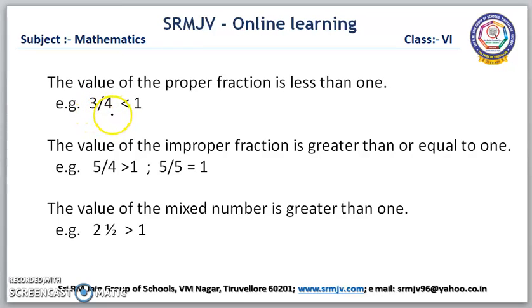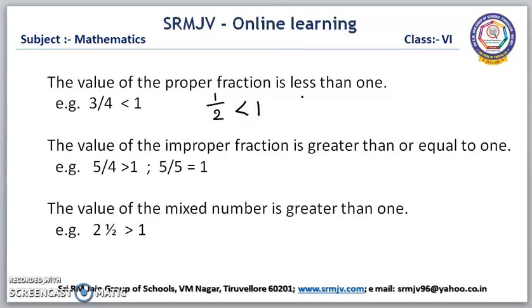3 by 4 is a proper fraction. The value of the proper fraction is always less than 1. Let us consider 1 by 2. The numerator is less than the denominator. The value of the proper fraction is less than 1.